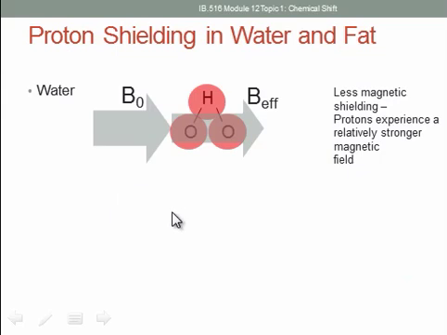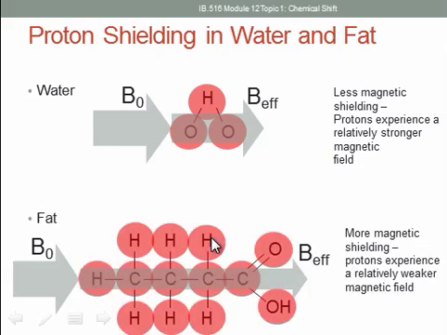So in water, in every nucleus, you have electrons. What I'm showing here are these red circles. You have electron clouds, and those act to shield the nucleus from the magnetic field, which results in a slightly lower magnetic field than actually exists. With fat, there's enough shielding from all these different electron clouds that this B effective is smaller enough than B0 so that you can see a difference in the resonance frequency between fat and water.